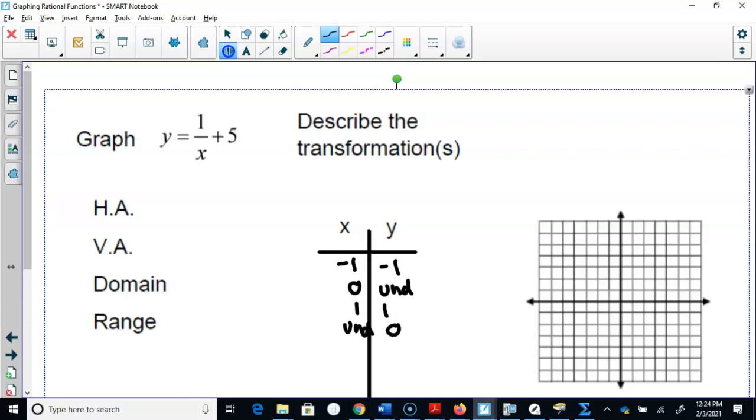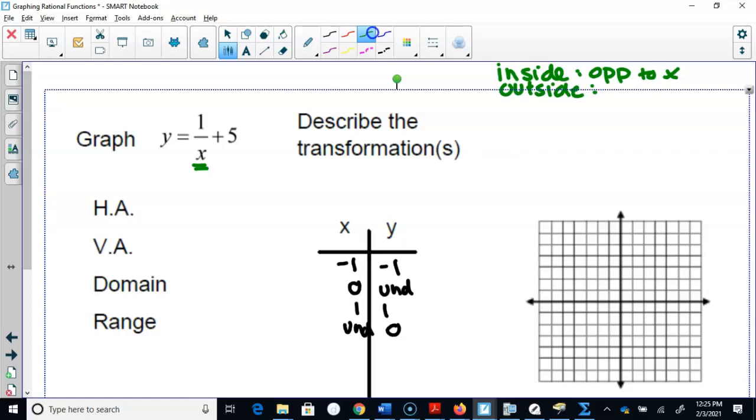Okay, next we want to talk about transforming the graph. Is there anything going on inside the denominator? No, there's not, so we don't do anything to our x value. Remember, inside we do opposite to x, okay? Nothing going on inside. Do we have anything going on outside?